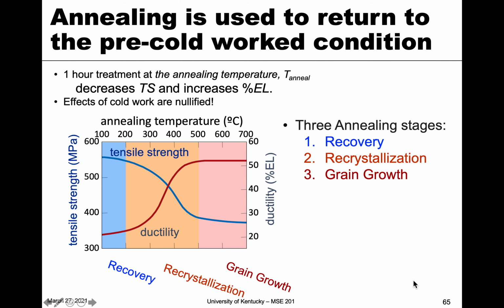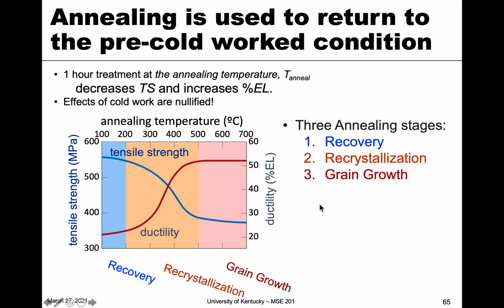So annealing is the process to return to the pre-cold work condition before all of that strain hardening cold work was done. Typically these treatments are done in 1 hour, but they don't have to be, that's just kind of a standard time. And so the annealing temperature, T anneal, is the temperature it takes to anneal for 1 hour. And again, the effects of cold work are nullified or removed.